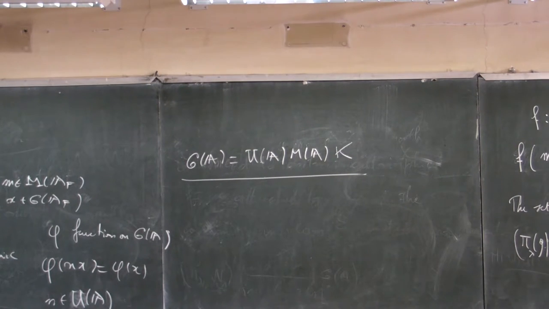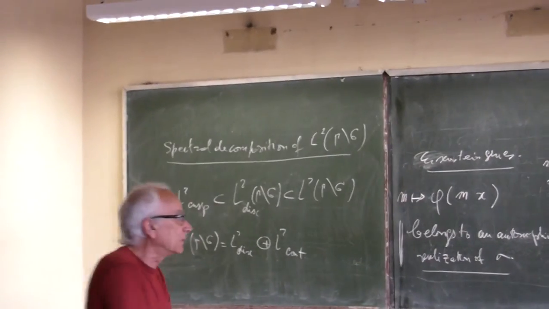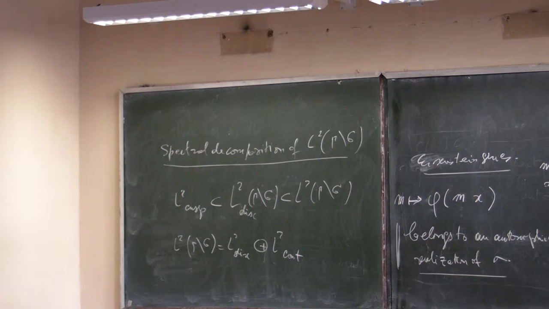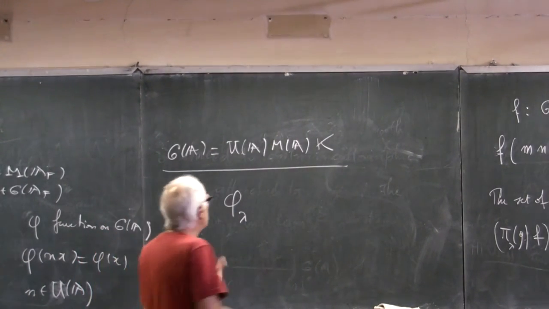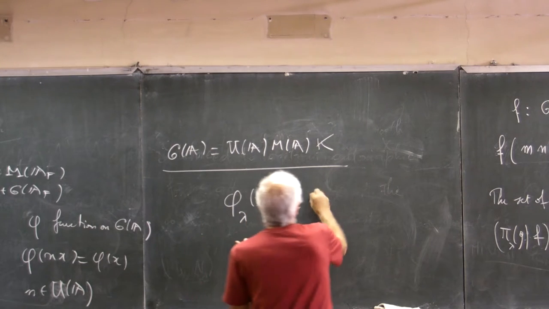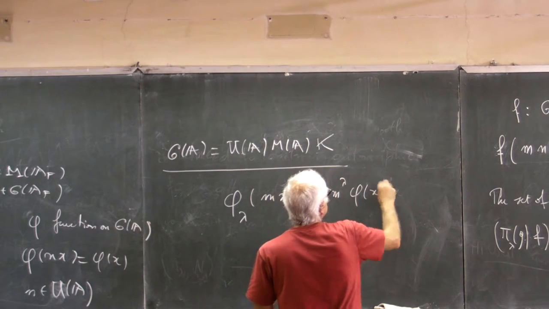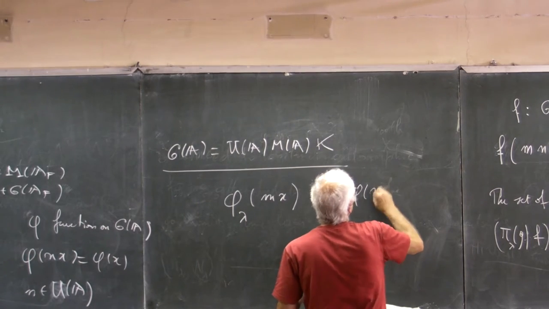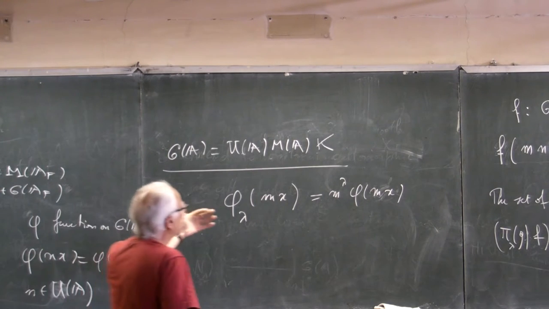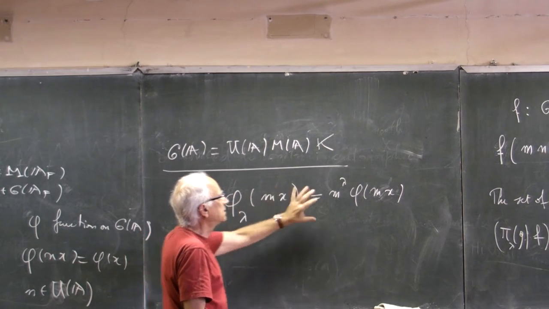I consider a vector, an automorphic form, which belongs to that representation. So that's an automorphic form, and phi is fixed now. Now I construct, if you prefer, I transform phi into phi lambda by writing f of m x as m to the lambda phi of m. I extend it that way, so that's not exactly the same function.